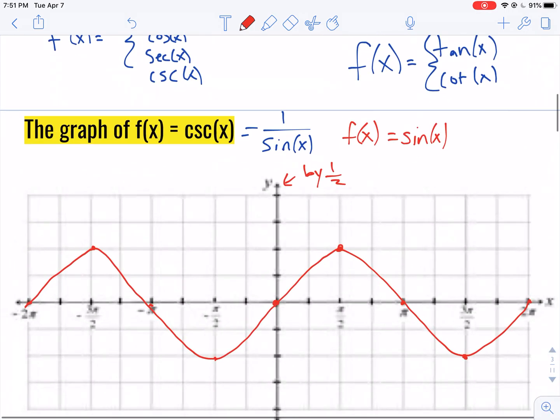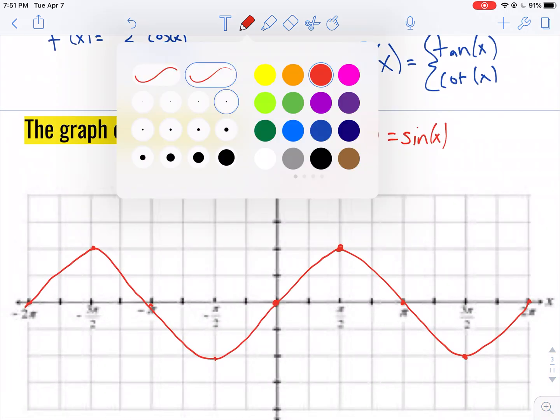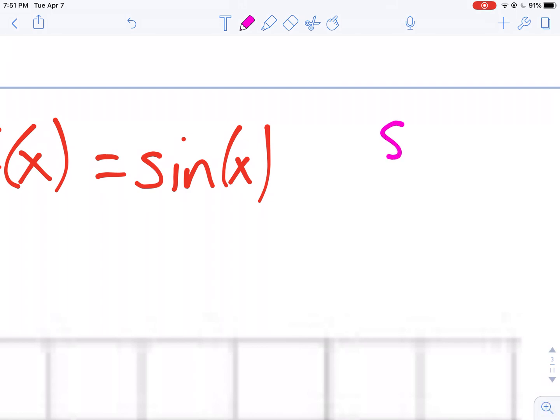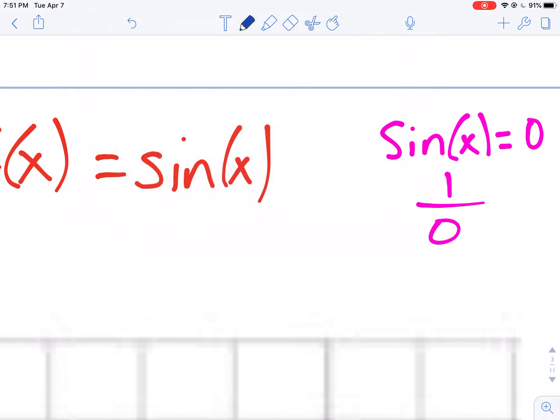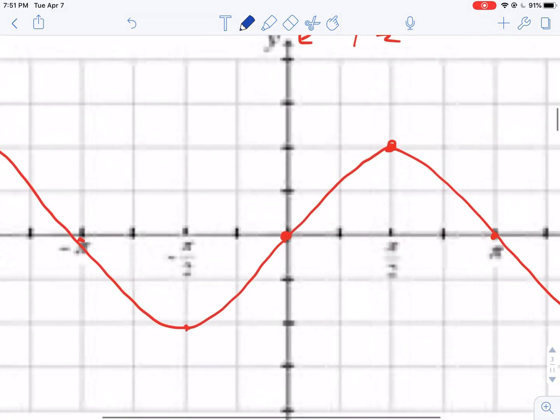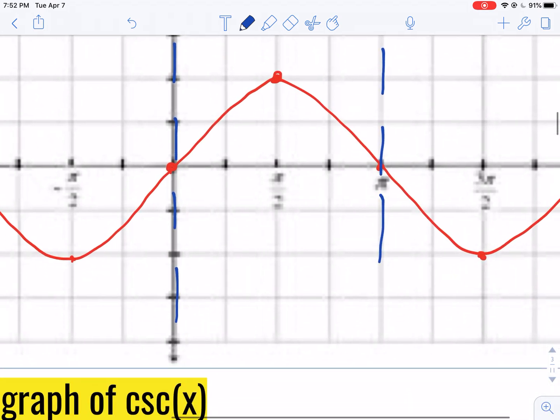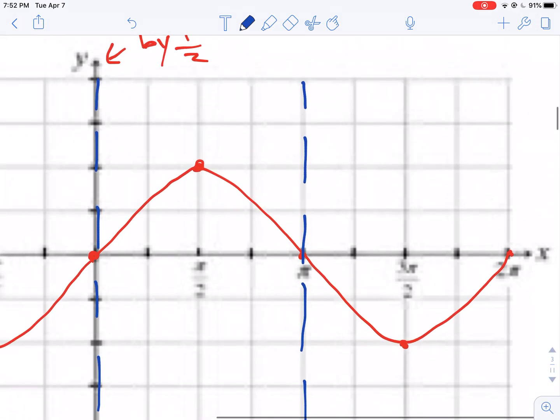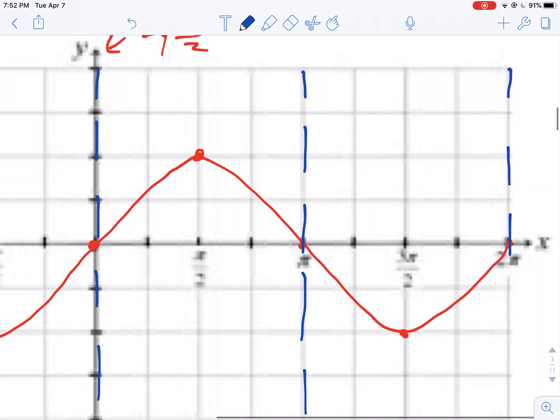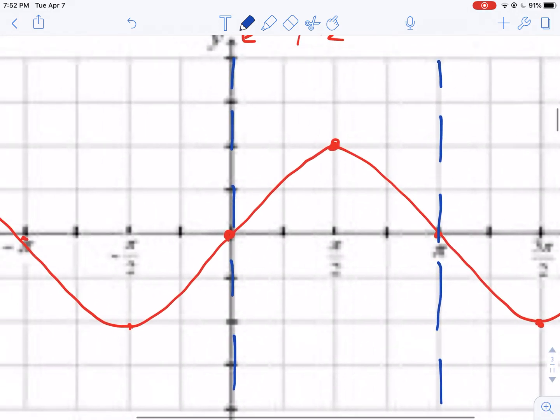First thing I can start thinking about is anywhere I've got a sine of x that is equal to 0. Well, if I've got 1 over 0, that's undefined. So anywhere where I see sine of x being equal to 0, wherever this function crosses the x-axis, I actually have a vertical asymptote. So I go through, and anywhere where I see that sine function cross, that means I've got that vertical asymptote.